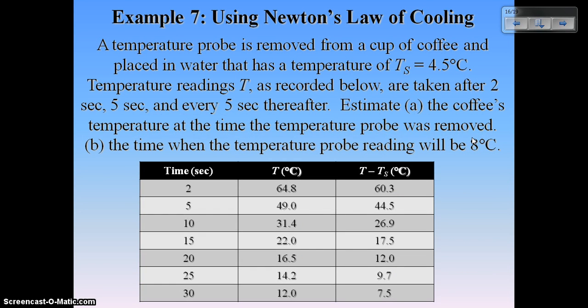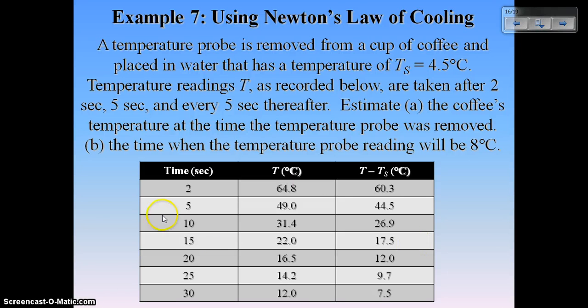Now, we can also utilize our graphing calculators to do Newton's law of cooling, and I have seen a problem like this on the AP exam, at least on the review packets that we get. So let's consider this. A temperature probe is removed from a cup of coffee and placed in water that has a temperature of 4.5 degrees Celsius. The table below has the readings of the temperature probe as time is passing. So after 2 seconds, the probe has cooled down to 64.8 degrees. After 5, 49 degrees, 10, 31.4, and so on, etc., etc.